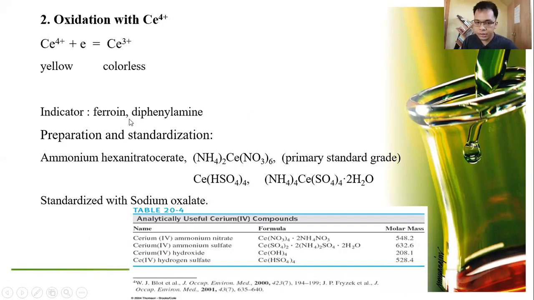Next is oxidation with cerium, or cerimetry. The indicator used, since we are titrating, is ferroin or diphenylamine. When you want to standardize this, you will use ammonium hexanitrato cerate. It is a primary standard grade when you want to standardize the cerium. So this acts as its KHP. And then there is also this other one here.